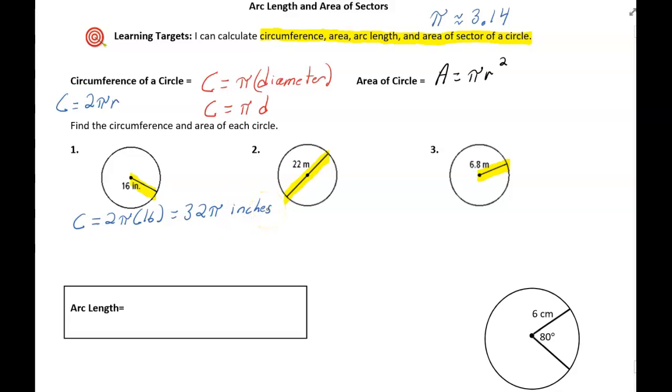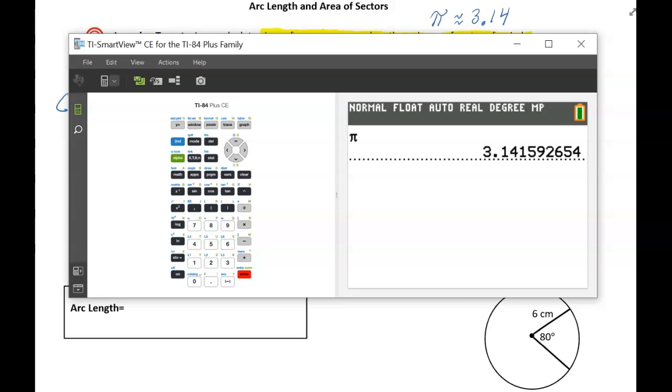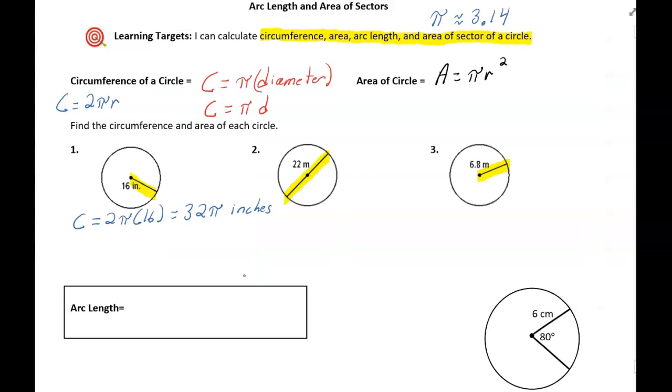Some people like to have the pi in the answer, but if you were to use your calculator, let me show you how to do that again. You would type in 32 second pi, and if you enter, that's around 100.53. So some people leave the exact answer, 32 pi. Other people will say 100.53 inches.